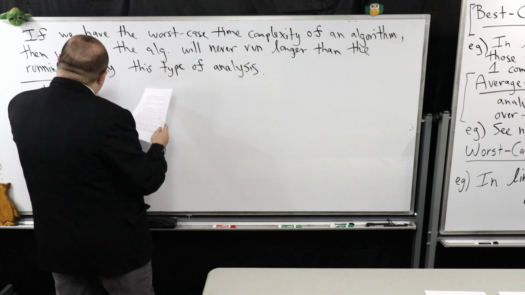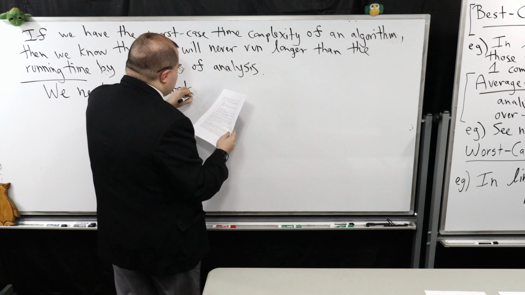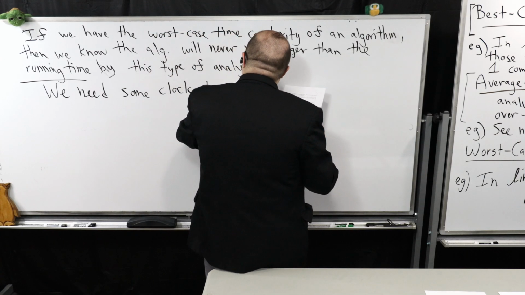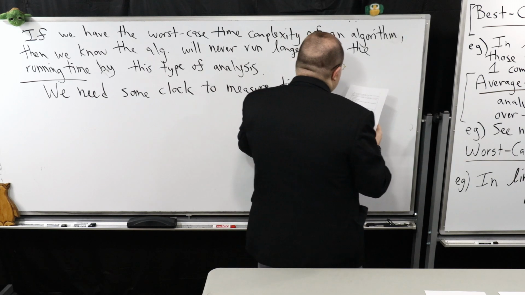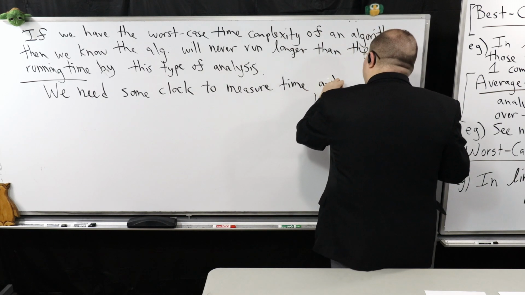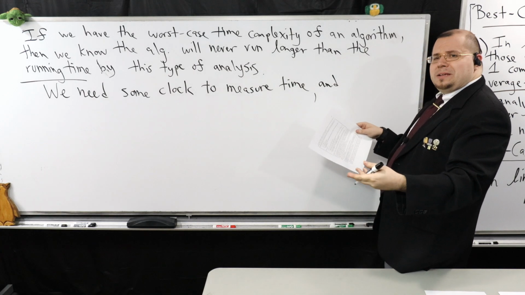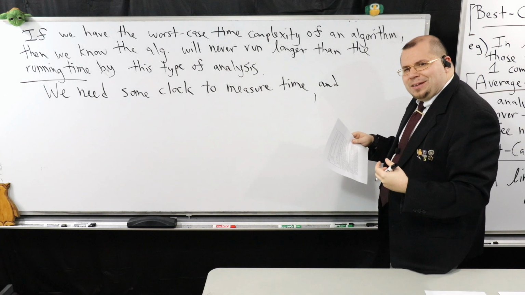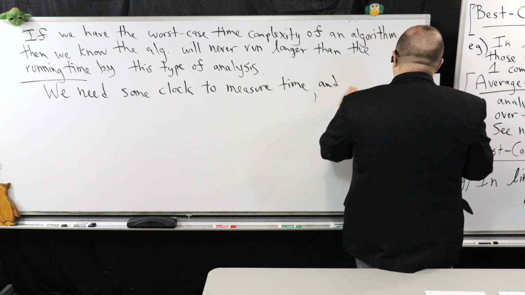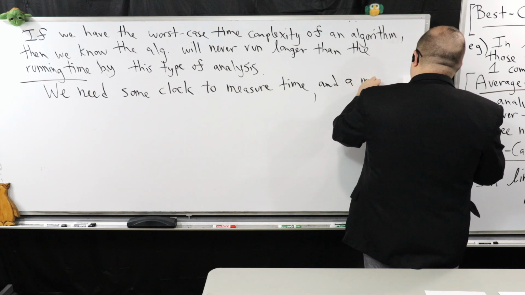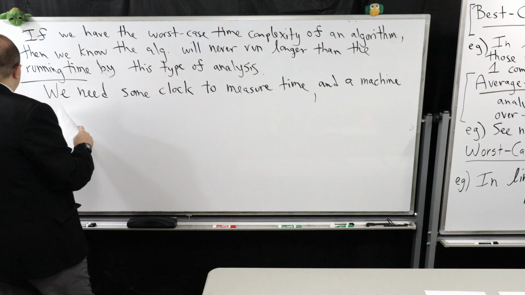So I'm going to say we need some clock to measure time, right? And another thing, if I have a clock, I'm going to need probably some machine to do this calculation, right? And a machine for our analysis.